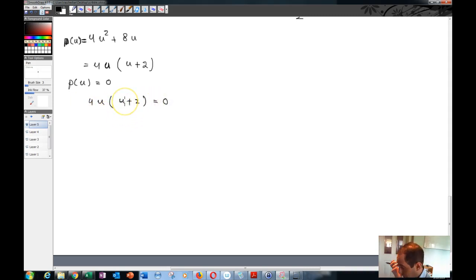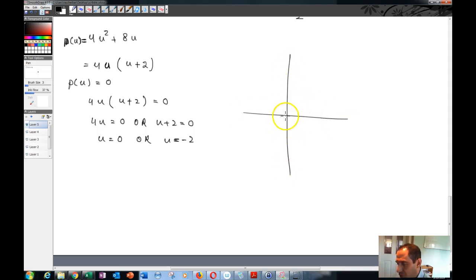Okay? So, in that case, either 4u is equal to 0 or u plus 2 is equal to 0. So in this case, u is equal to 0, and in this case, u is equal to negative 2. So you see, when your c is equal to 0, one of your roots is actually 0, meaning that the graph of the polynomial would go through the origin, 0, 0, over here. Okay? And that's basically what happens here.